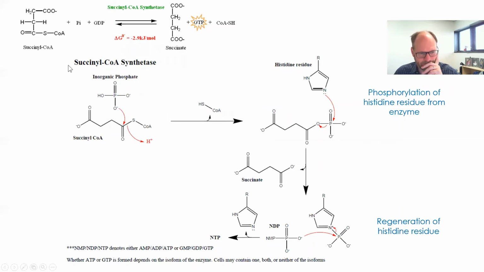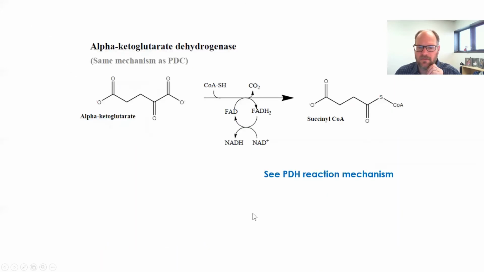So that reaction mechanism you can actually review in the pyruvate dehydrogenase slides above, and it's all the same thing, except we have alpha-ketoglutarate coming in and succinyl-CoA going out instead of pyruvate and acetyl-CoA, as we did in the other mechanism.